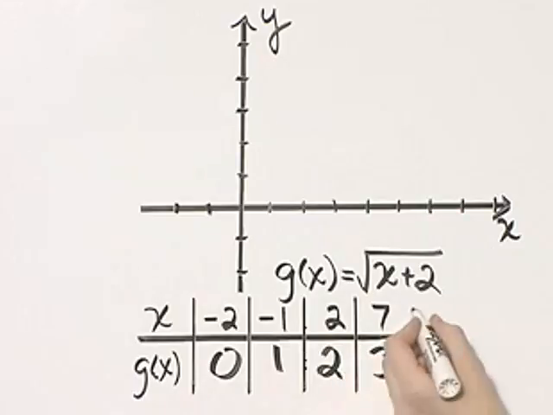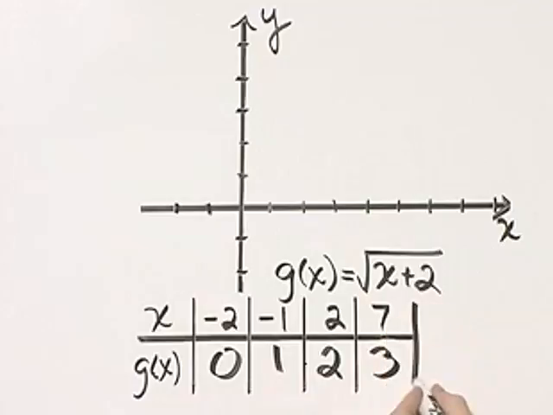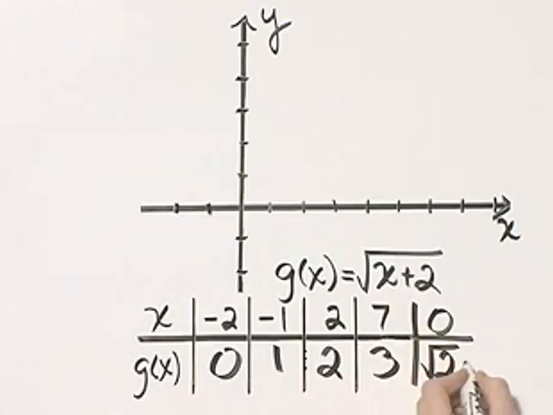By the way, if you'd like to find the y-intercept of this graph, you would let x be 0. And notice if x is 0, you have the square root of 2. That's approximately 1 4/10. So there's our y-intercept.